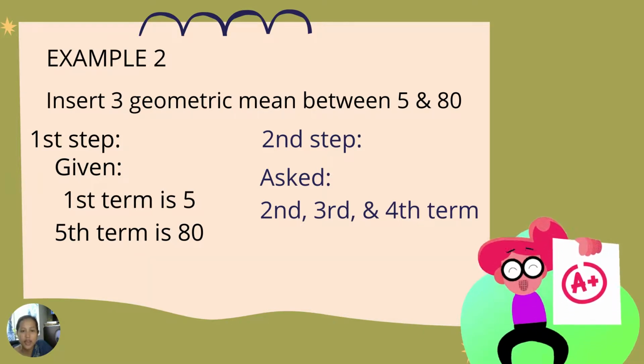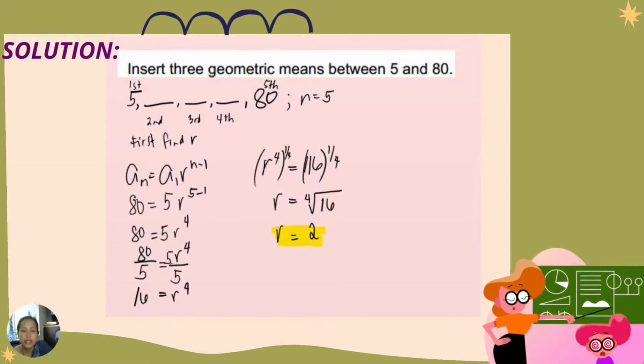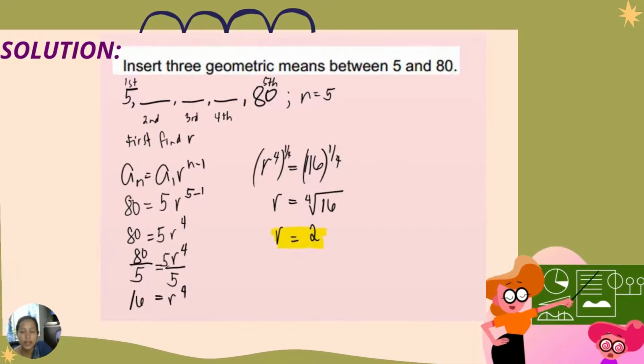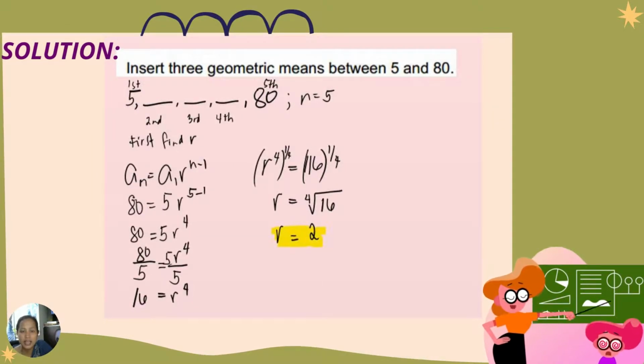We have, for the first term, 5, and the fifth term, which is 80. So we are asked to find the second, third, and fourth term. Our a sub 1 is 5, and our a sub 5 is 80. Now, this is how we are going to solve it. Since we are asked to insert 3 geometric means between 5 and 80, the 3 geometric means will be our second term, third term, and fourth term of our sequence. And our n is 5 because we have 5 terms.